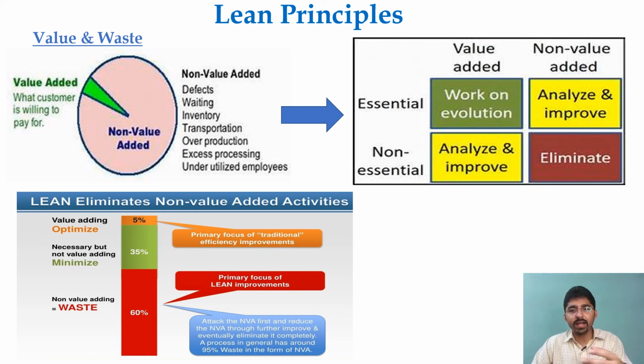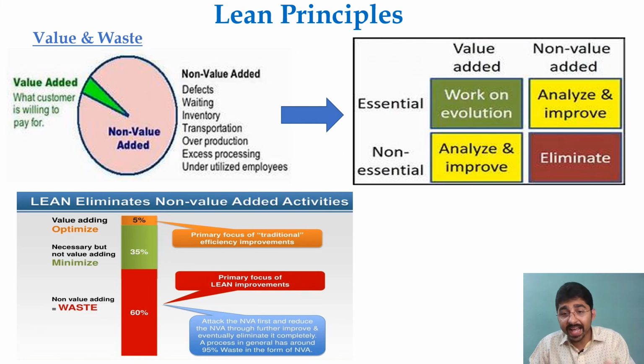So you can see I'm trying my best to explain this in terms of flow charts. Towards my left hand side, the value added is what the customer is willing to pay for. And what are the non-value added activities? Guys, before talking about the non-value added activity, what are these? This could be the defect, waiting, inventory, transportation, overproduction, excess processing, underutilized employees. So these are all non-value added activity. But this can be classified in more detail.